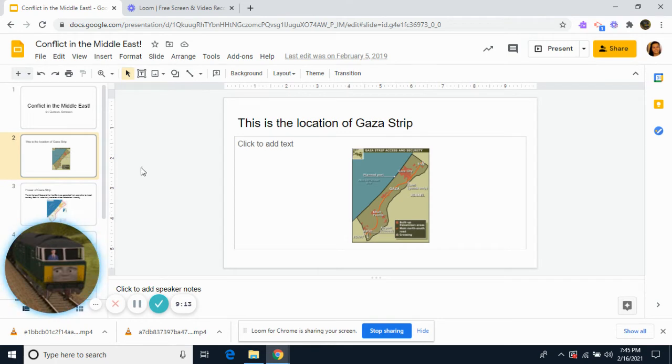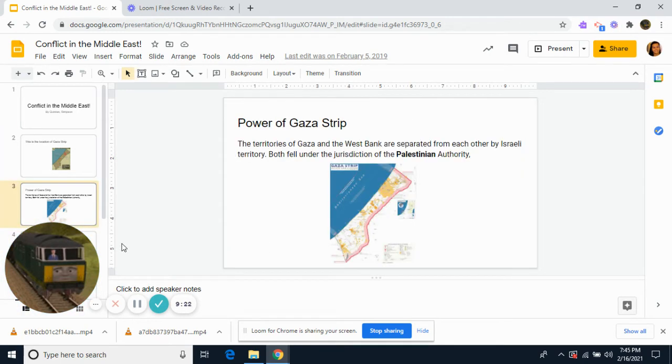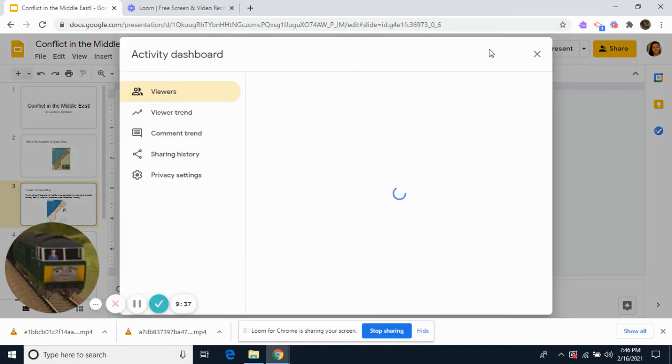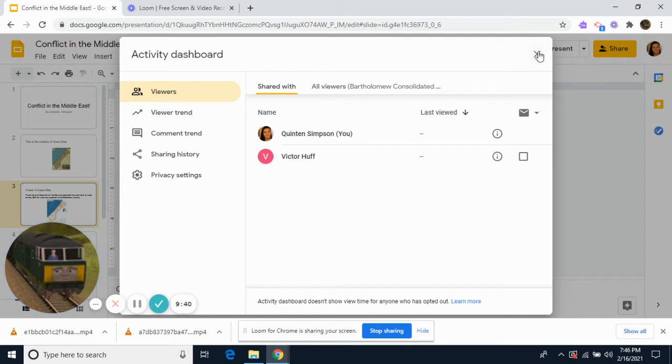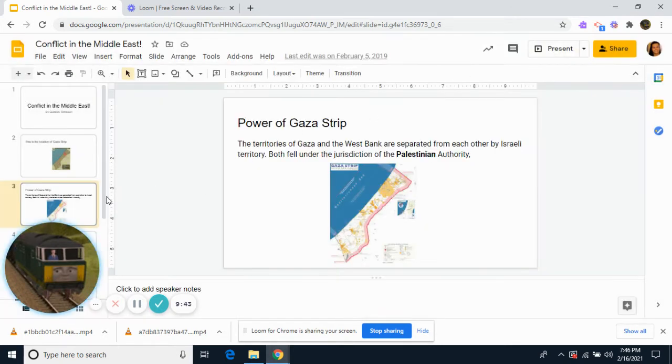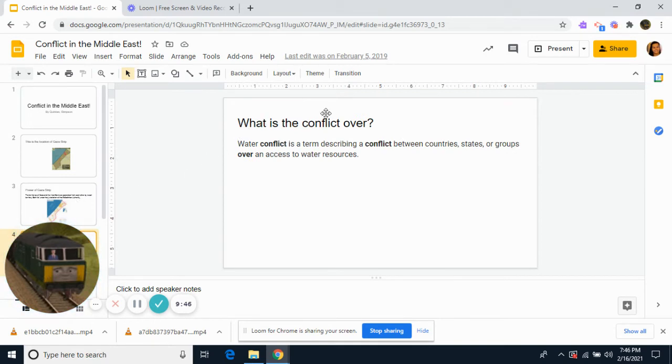All right. This is the location of the Gaza Strip. You can see it right there. The territories of Gaza and the West Bank are separated from each other by Israeli territory. Both fell under the jurisdiction of the Palestinian Authority. I shared it with him, but Mr. Huff hasn't replied to it yet. What is a water conflict? Water conflict is a term describing a conflict between countries, states, or groups over access to water resources.